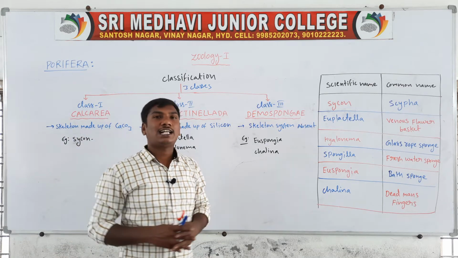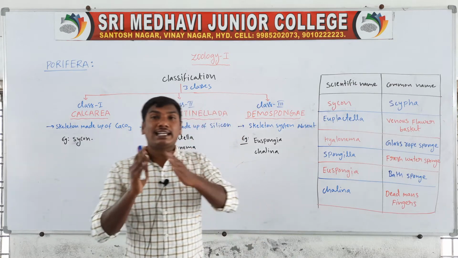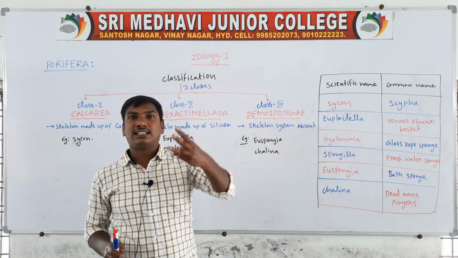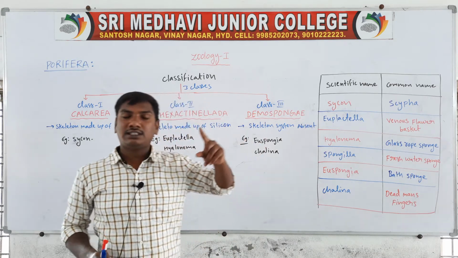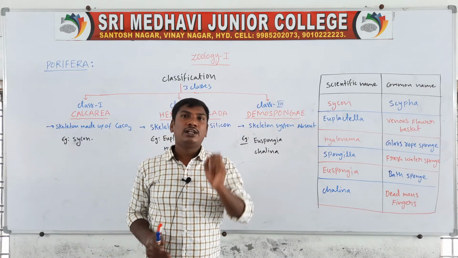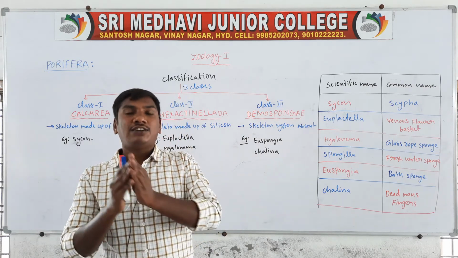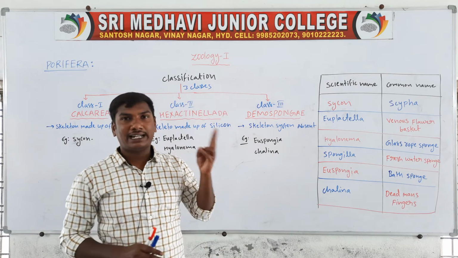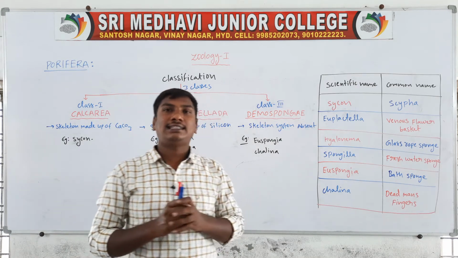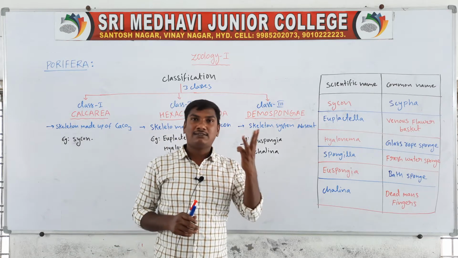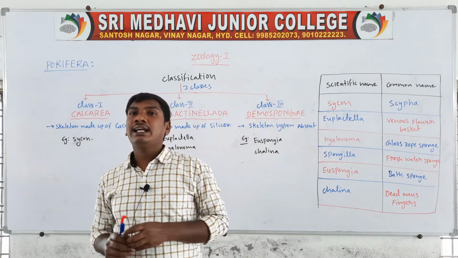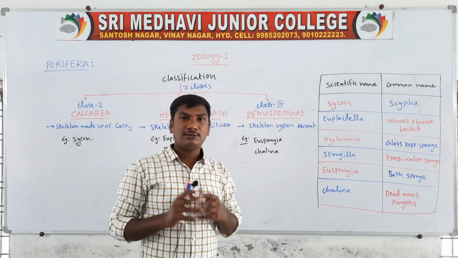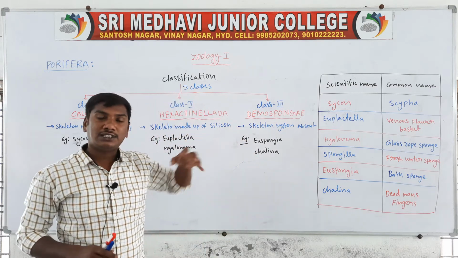Next one, water transport system, or water canal system. The water canal system performs three functions. First one, nutrition. Nutrition means gathering of food materials. Second one, respiration. Respiration means exchange of gases. Third one, excretion. Excretion means removal of waste materials.